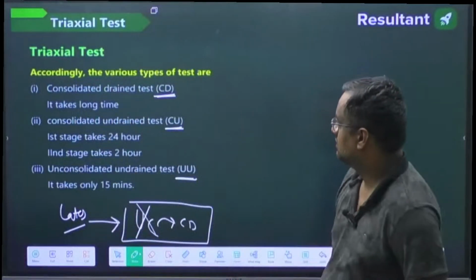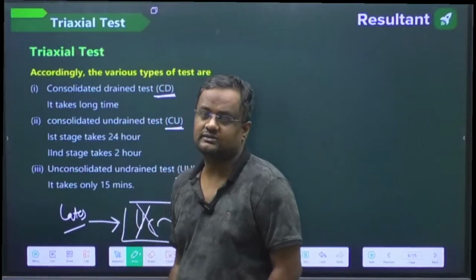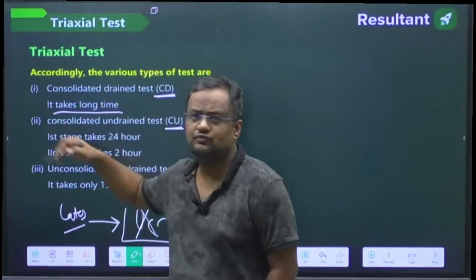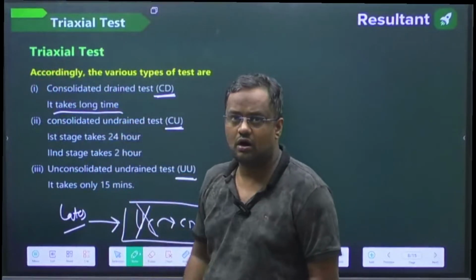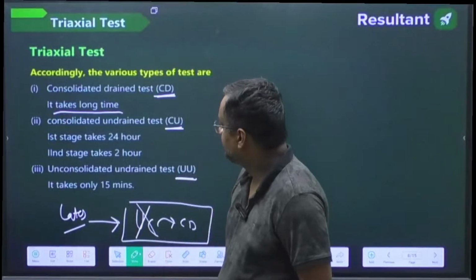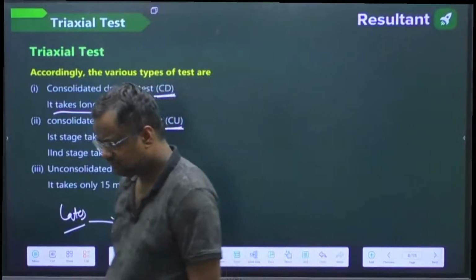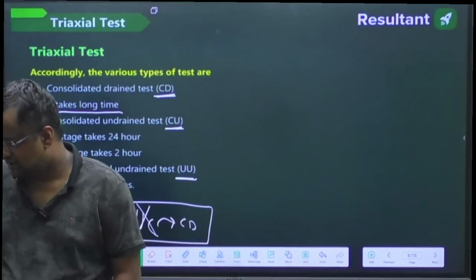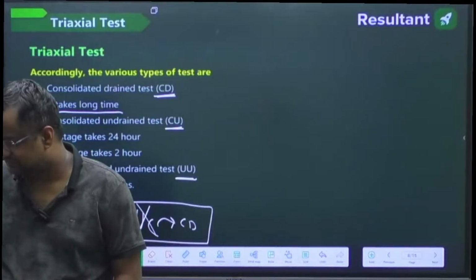So first of all, the consolidated drained test, CD test. Now see, I want to find out the c and phi. It will take a long time because we are allowing the water to go out. So guys, when will I be doing the CD test? Can anyone tell me?